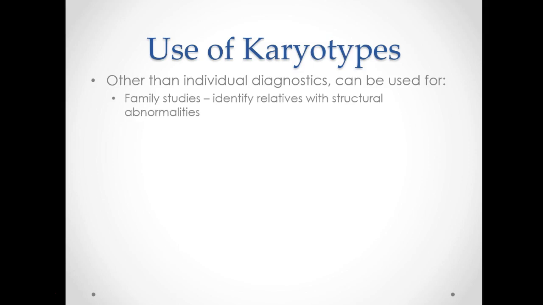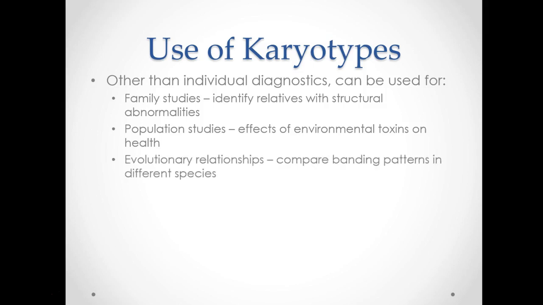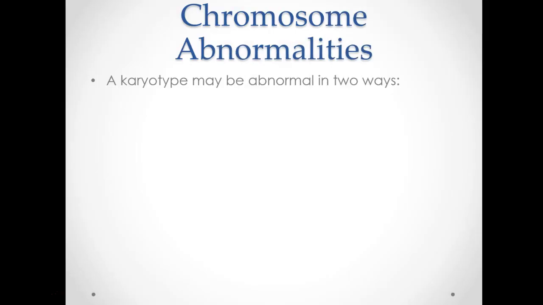They're not just used for medical diagnosis, they're also used to study families. Let's say we have a structural abnormality and we find it in an individual. We can actually get karyotypes from their parents, and if they're available, their grandparents, and we can find out if this structural abnormality is something that's inherited or if it was a spontaneous mutation. We can use it for population studies. We can look at the effects of environmental toxins. Is this group of people who are exposed to this toxin, do their karyotypes, chromosomes show abnormalities, whereas the rest of the general population does not? And then evolutionary relationships. You can compare banding patterns in different species.